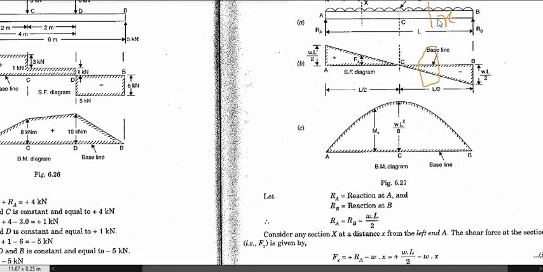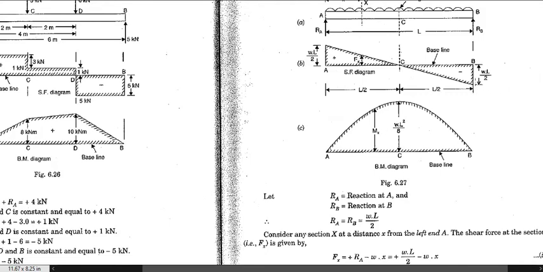Hence you get minus WL over 2 plus Wx, and if you put any value of x over here, you can get the value of the shear force at this point. By this way you can calculate the shear force at any section of the given beam. Similarly, you can calculate the bending moment diagram also.